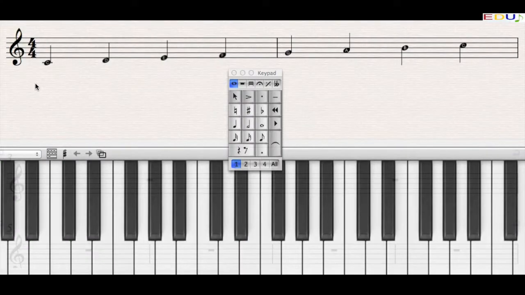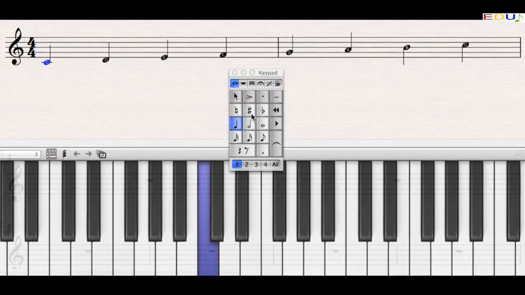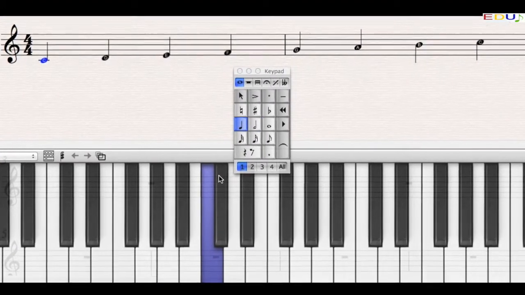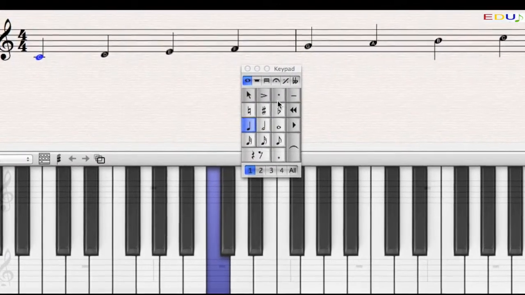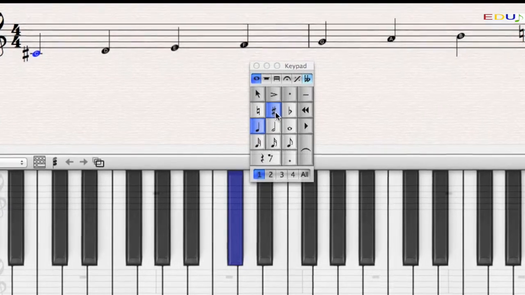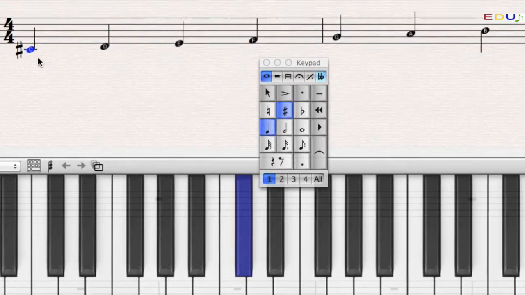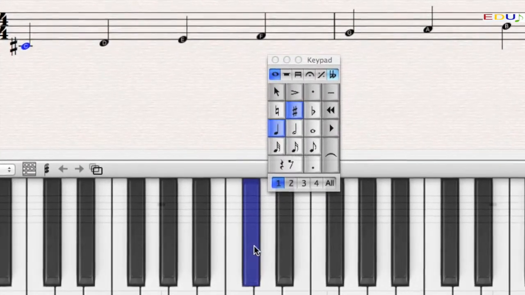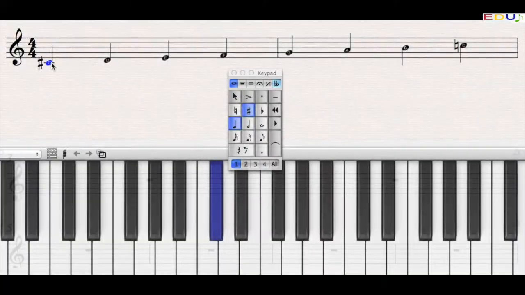So let's try this. I'll select the C and select the sharp. And now watch what happens to our key. This key suddenly raises by a semitone. So we call this key no longer just a C, but we call it a C sharp.